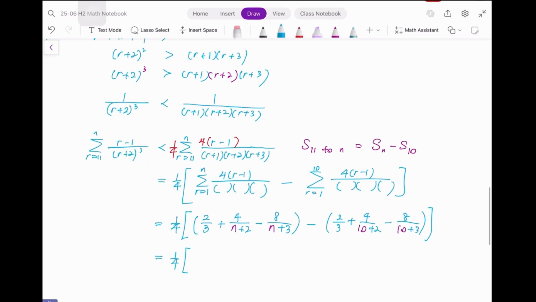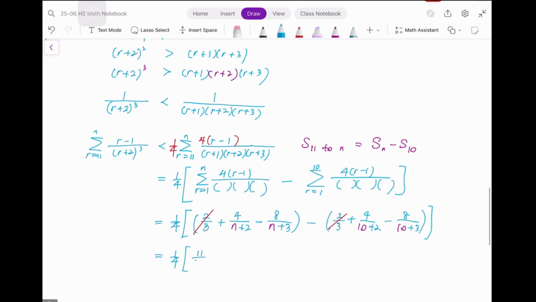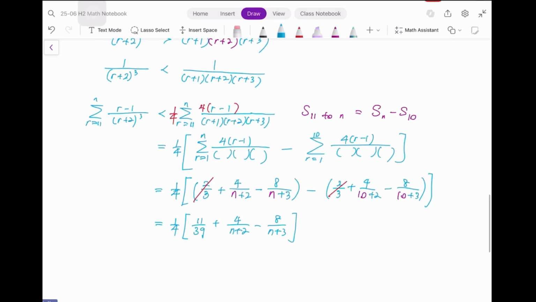Then what we have over here, 2 over 3 and 2 over 3 will cancel off nicely. These two numbers at the back will give us a very nice 11 over 39. Then we have our plus 4 over N plus 2 minus 8 over N plus 3. Also because we multiply by 1 over 4, over here we have 11 over 156. Very nice. Plus a lot of other terms over here.